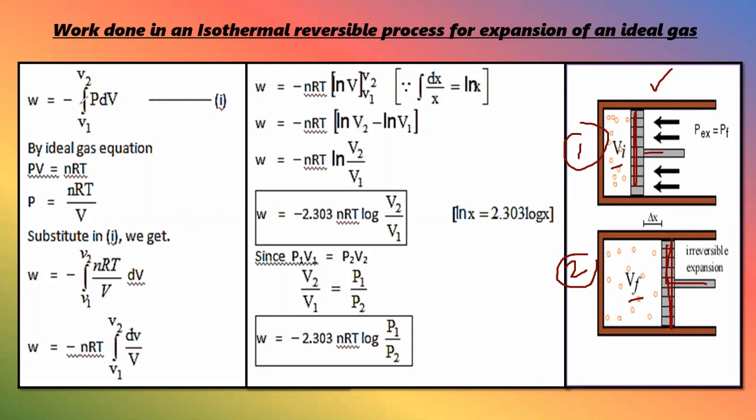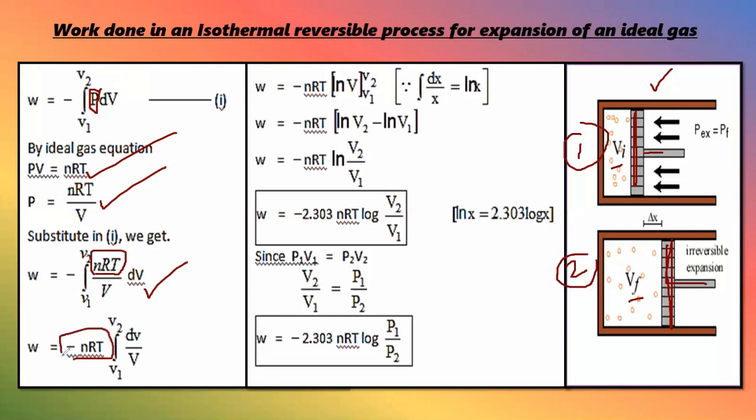So W is equal to minus integral of P dV from V1 to V2. Here i and f are not taken, here 1 and 2 are taken, so Vi is V1 and V2 is Vf. Now by the ideal gas equation we know that PV is equal to nRT, or P is equal to nRT by V. We will substitute this value of P here. W is equal to minus integral from V1 to V2 of nRT by V dV.